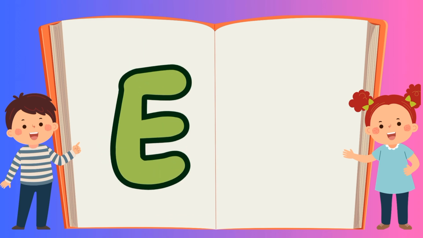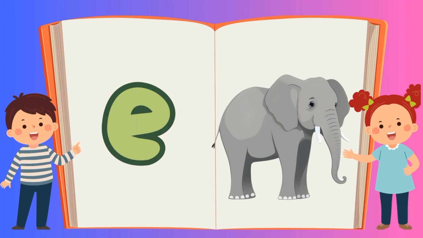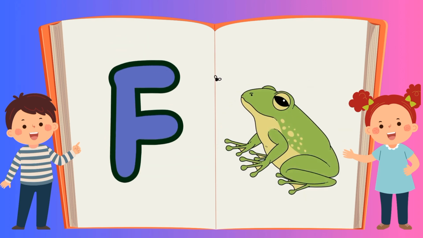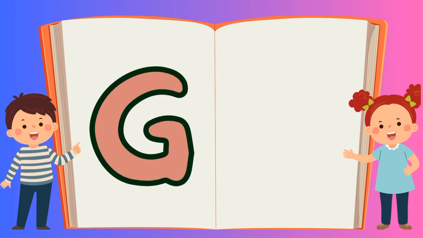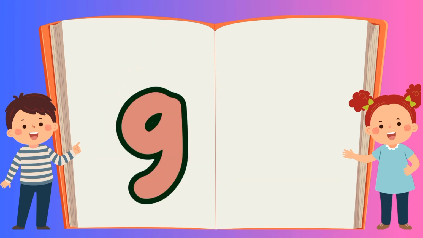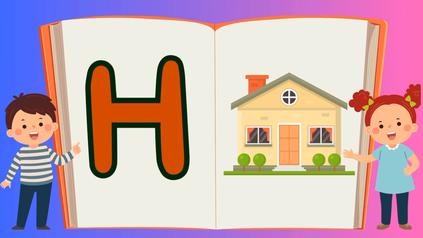Dog. E for elephant. Elephant. F for frog. Frog. G for grapes. Grapes. H for house.